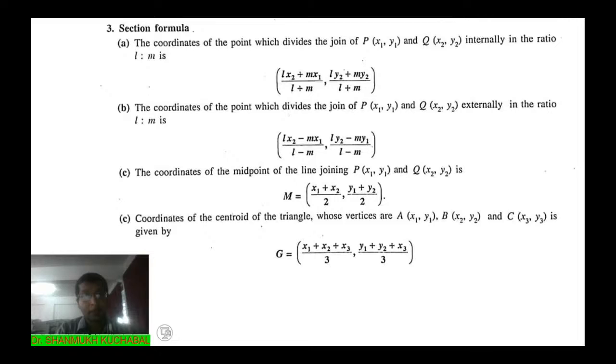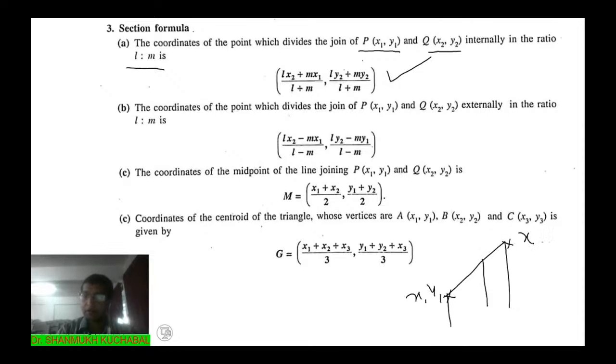Next, this is the section formula. The coordinates of the point which divides the join of P(x1, y1) and Q(x2, y2) internally in the ratio L:M is given by this expression. Suppose we have a point (x1, y1), and here (x2, y2), and somewhere between them a point (x, y). The ratio is L and M. Internally it is given by (L x2 plus M x1) divided by (L plus M), and (L y2 plus M y1) divided by (L plus M).